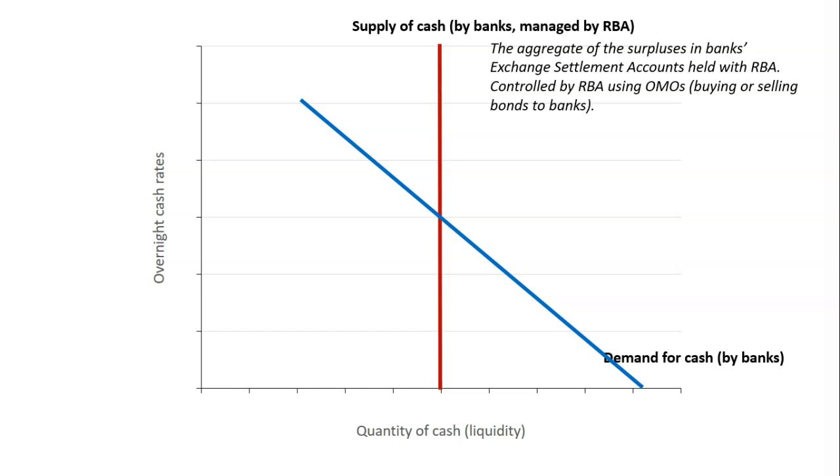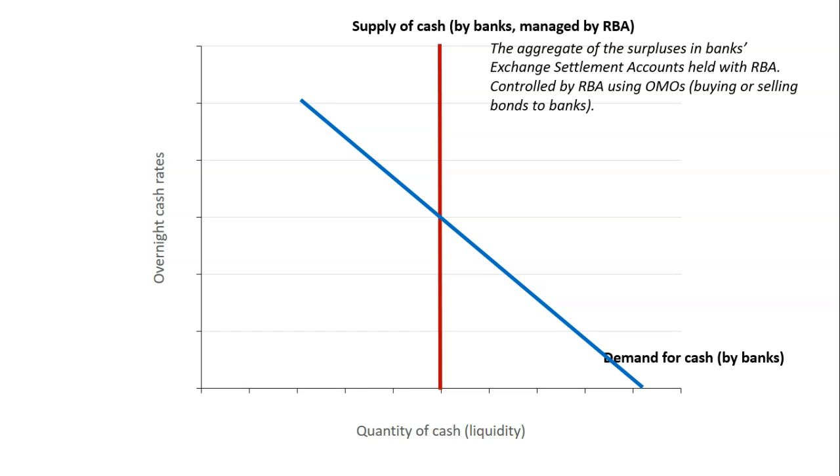The players in this market are exclusively banks and the Reserve Bank of Australia. The supply of cash is really the aggregate of the surpluses in private banks' exchange settlement accounts that they hold with the Reserve Bank of Australia. Now, the surpluses that are held can be influenced by the Reserve Bank of Australia using open market operations, or OMOs. And in the standard textbook story, that involves the buying or selling of bonds to banks.